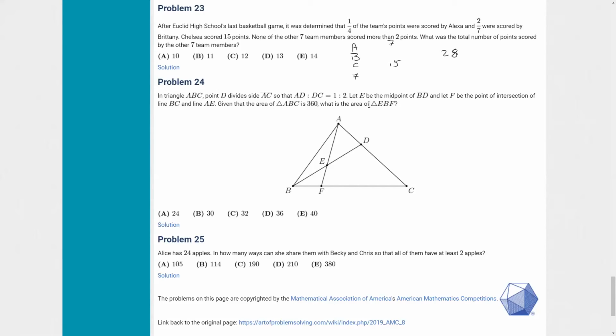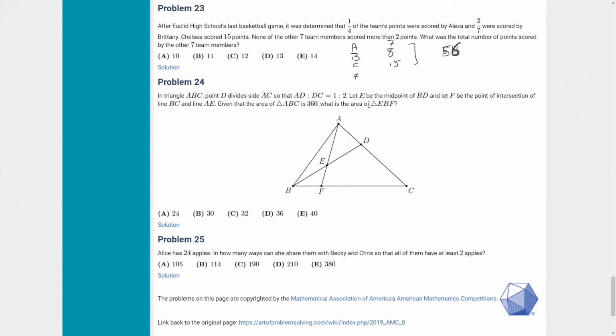So if Alexa scored a quarter of those, she scored 7. If Brittany scored 2/7, she scored 28 divided by 7 is 4, times 2 is 8. Okay, let's add Alexa, Brittany, and Chelsea together. 7 plus 8 plus 15 is 30. So here's our problem. Alexa, Brittany, and Chelsea alone, just those 3 people, not even including the remaining 7, scored 30 points. Now that's not possible because the team scored 28. The team can't lose points. So clearly it's not 28.